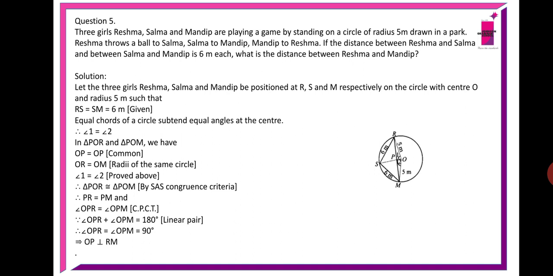Therefore, PR equals PM and angle OPR equals angle OPM by CPCT. Therefore, angle OPR plus angle OPM equals 180 degrees. Since it's a linear pair and OPR and OPM are equal, both angles are equal to 90 degrees. That implies OP is perpendicular to RM.